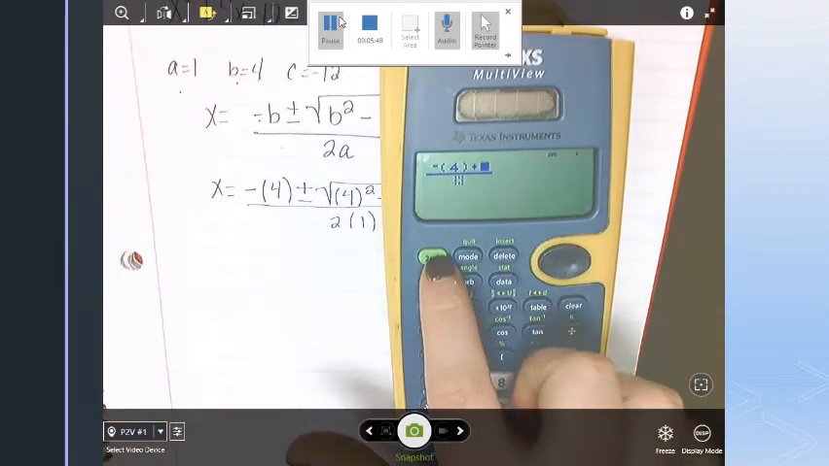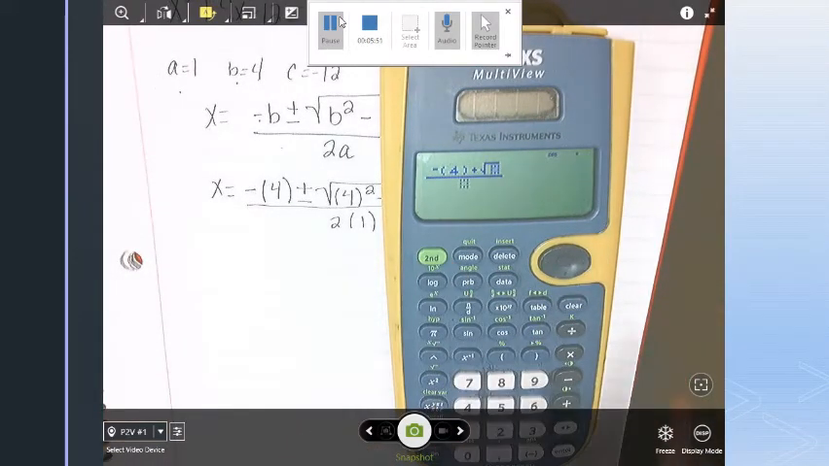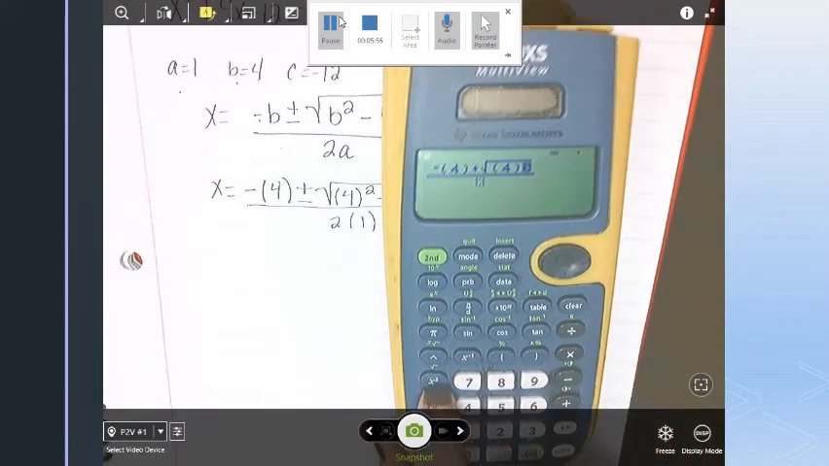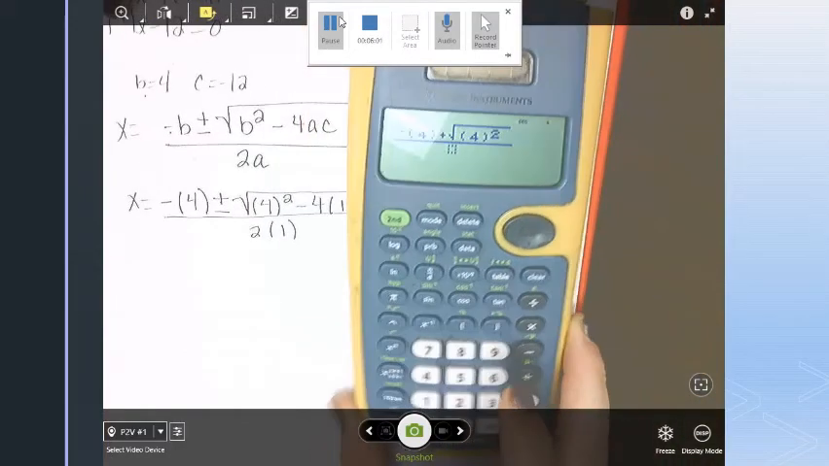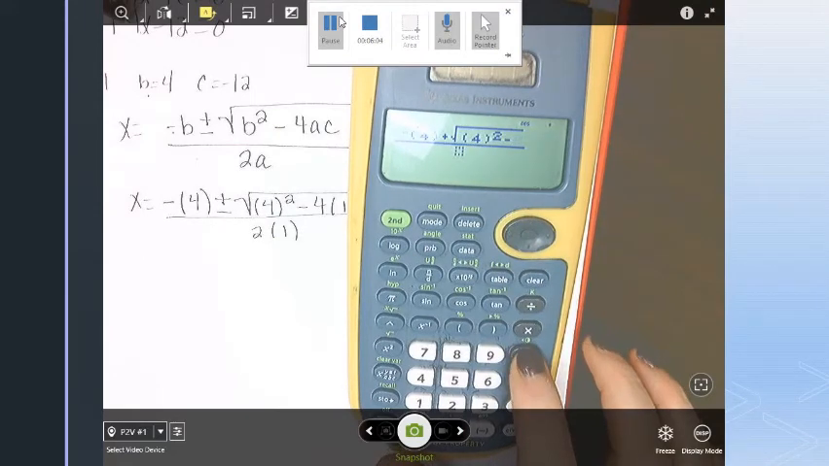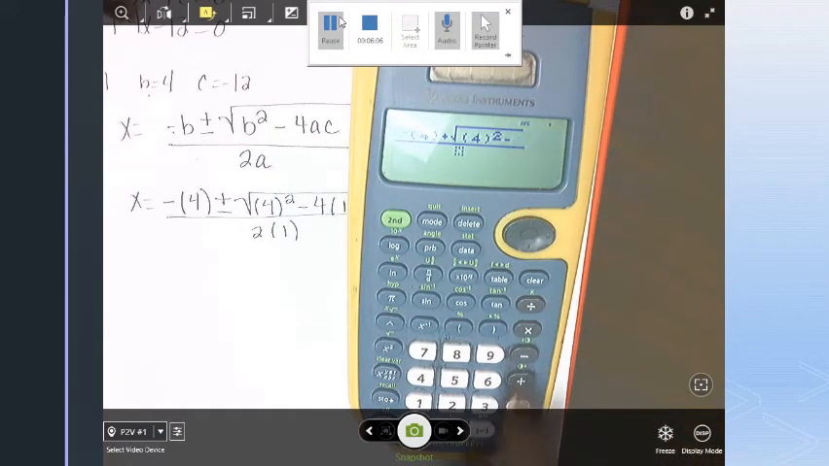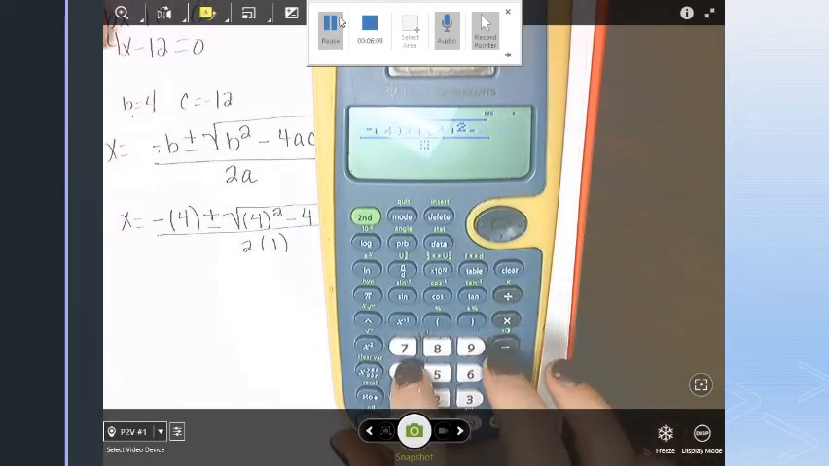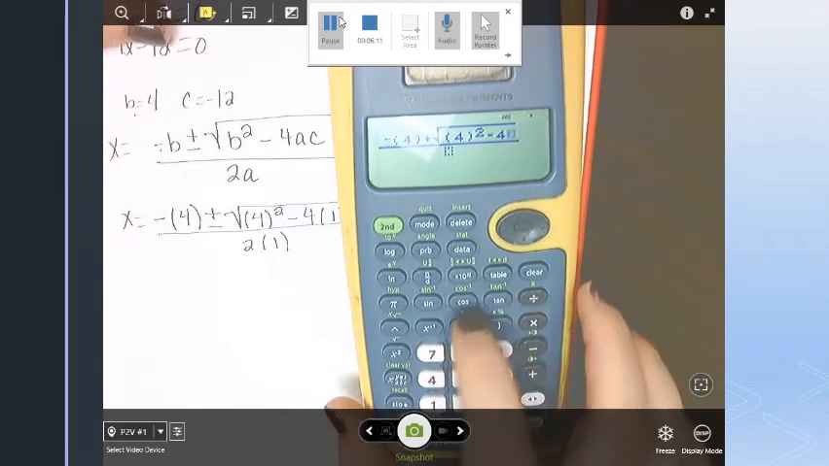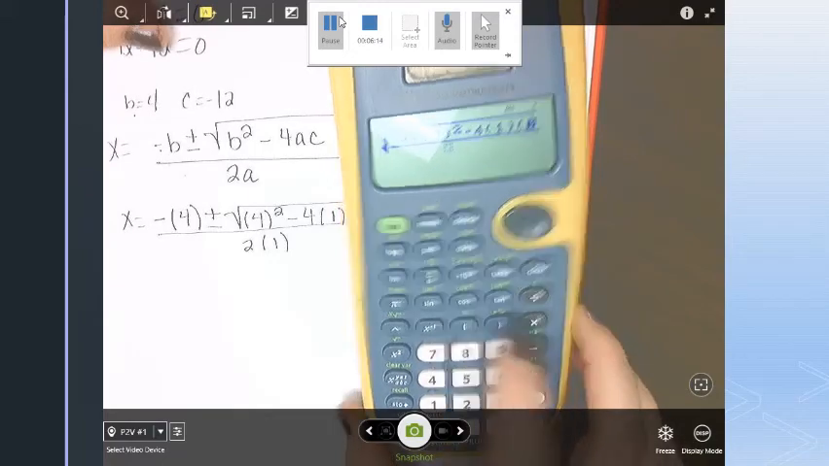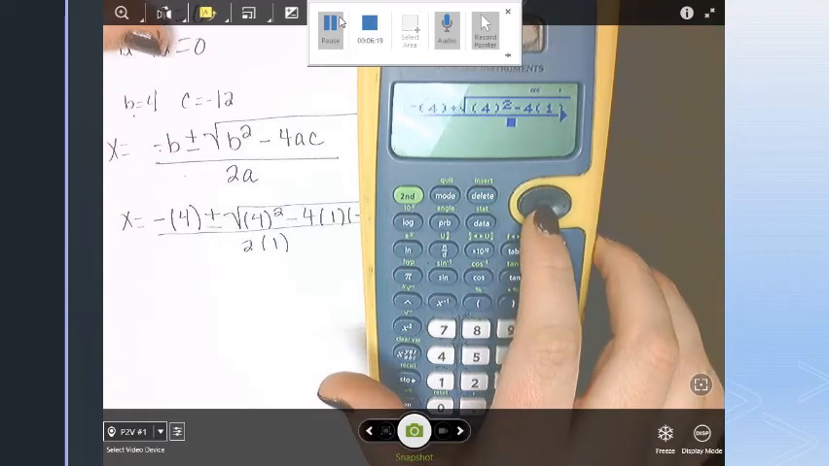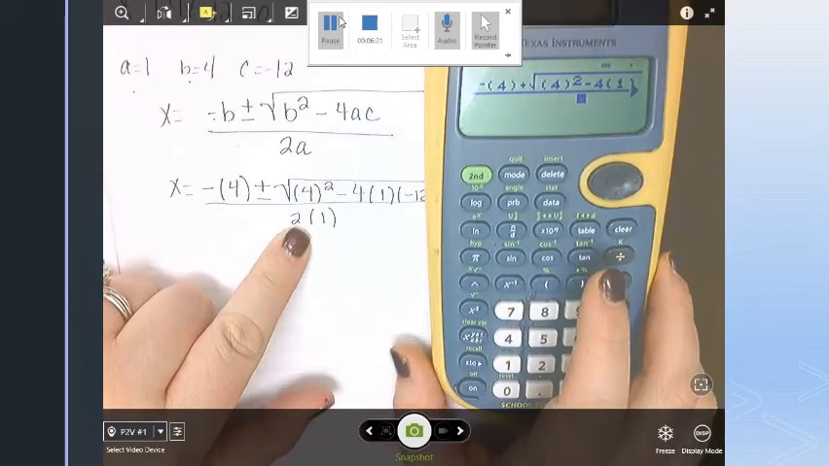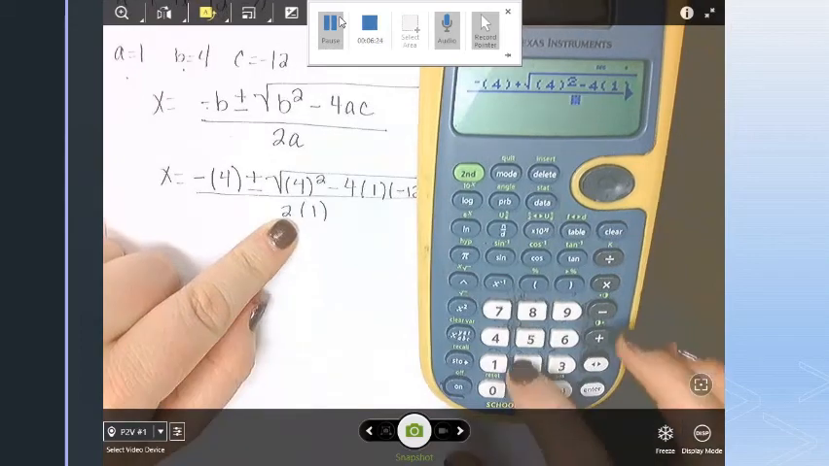Then do the square root. Do second square root, and then do 4 squared. The squared button's there. A lot of people forget to square that 4, or your b. And then minus. Make sure you hit minus here. Don't hit the negative. Minus 4 times 1 times negative 12. And that is all over 2 times 1. And you know 2 times 1 is just 2, so you can hit 2 here.